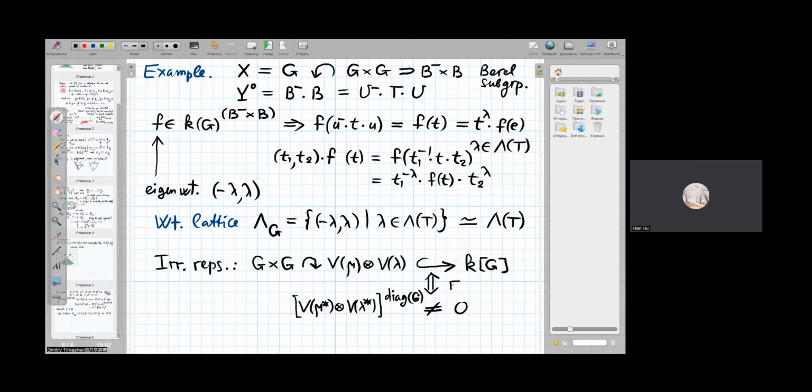Why is the tensor product irreducible? Well, it is general representation theory. The general statement is that if you take two irreducible representations of two groups and you take their tensor product, you get an irreducible representation of the product group, and vice versa. Any irreducible representation of the product group comes in this way. This is a general statement from representation theory. I'm not going to prove it.